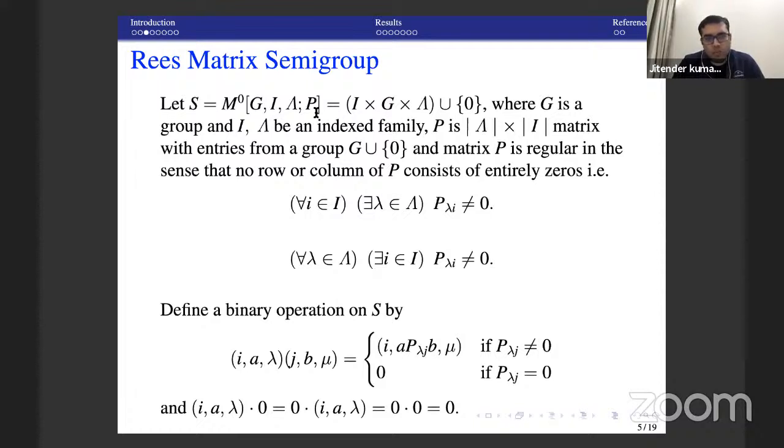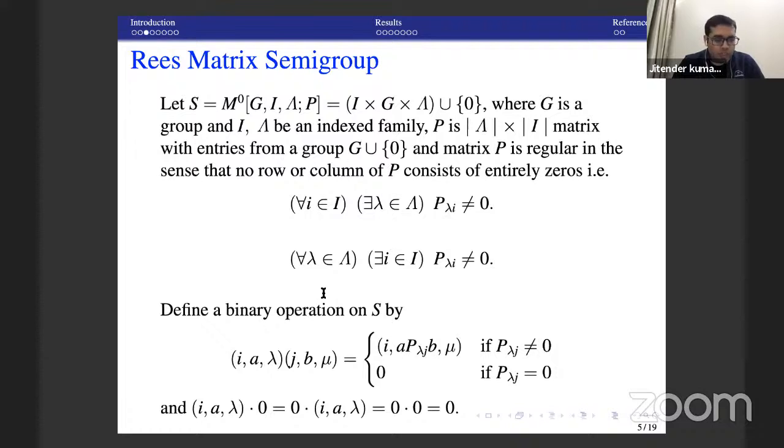And in between you see P in the notation. P is a Lambda cross I matrix, where the entries of P are from G union 0. This matrix P is considered a regular matrix, in the sense that no row or column of P consists entirely of 0. That means in each row and each column there are non-zero entries.